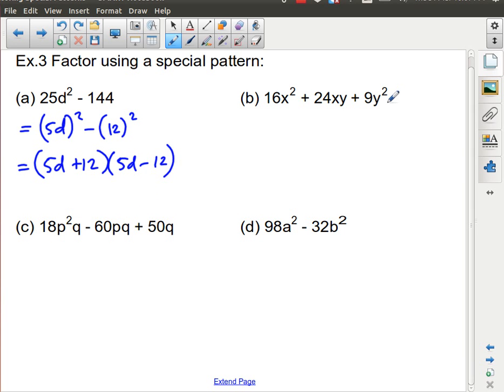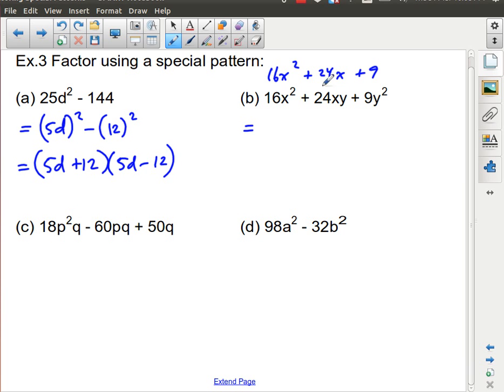Now let's move over to part B. Any common factors between the numbers 16, 24, and 9? No. X squared, xy, and y squared? No. Now this one's a little bit weird because of the presence of the y and the y squared. When you run into something like this, focus on, what if I gave you this, 16x squared plus 24x plus 9? You'd be able to handle that one, I think, just fine.